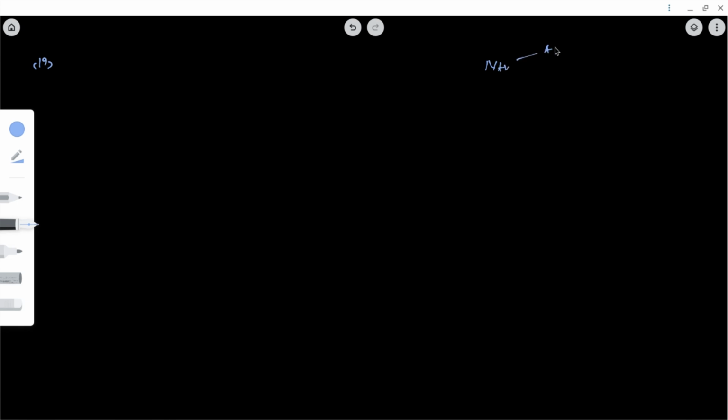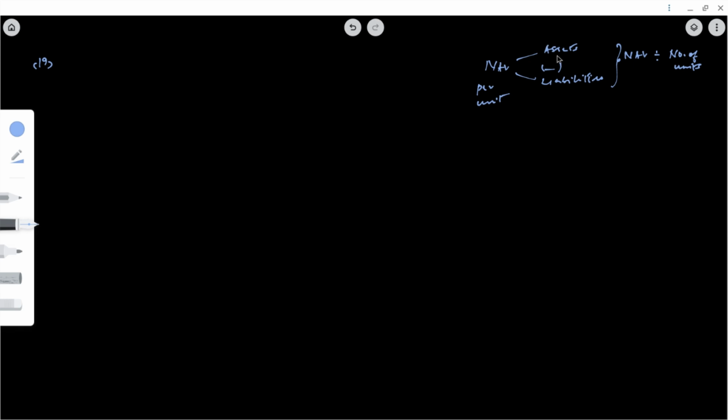NAV is assets minus liabilities. And if it is per unit, then this will be NAV divided by number of units. Right? So this is how we will find out NAV per unit.